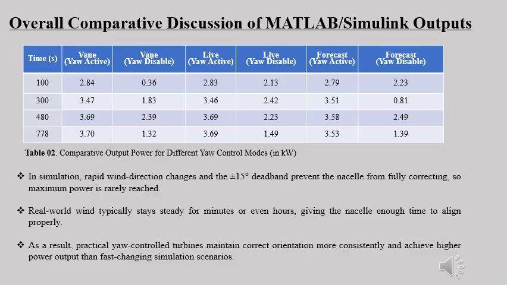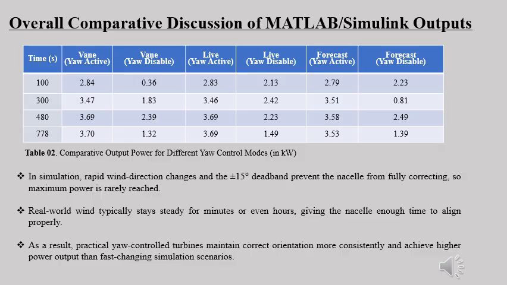At 778 seconds, the Vane source achieves the highest power recorded in the simulation, 3.70 kilowatt, reinforcing its reliability as the most effective real-time input.